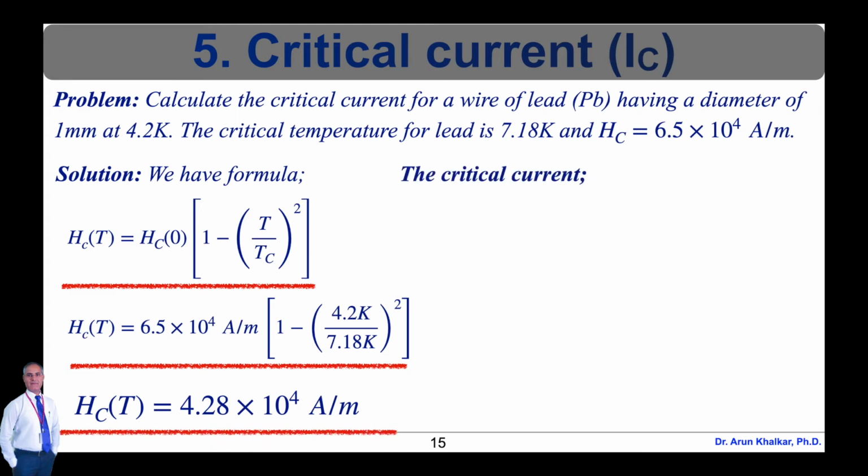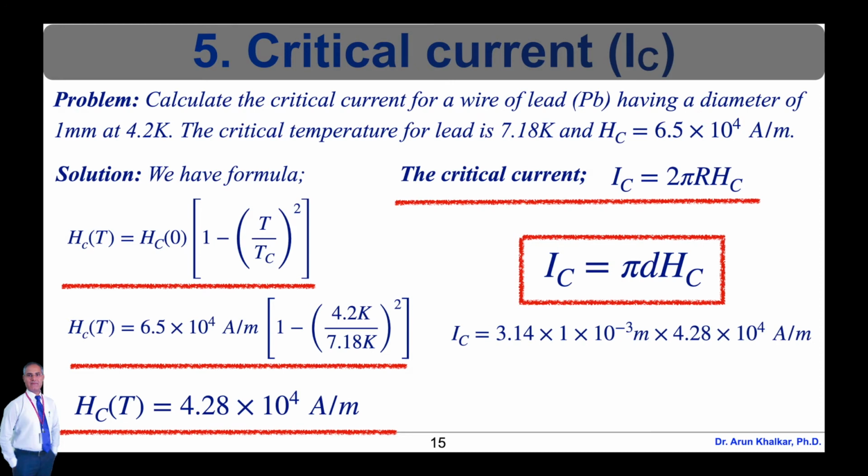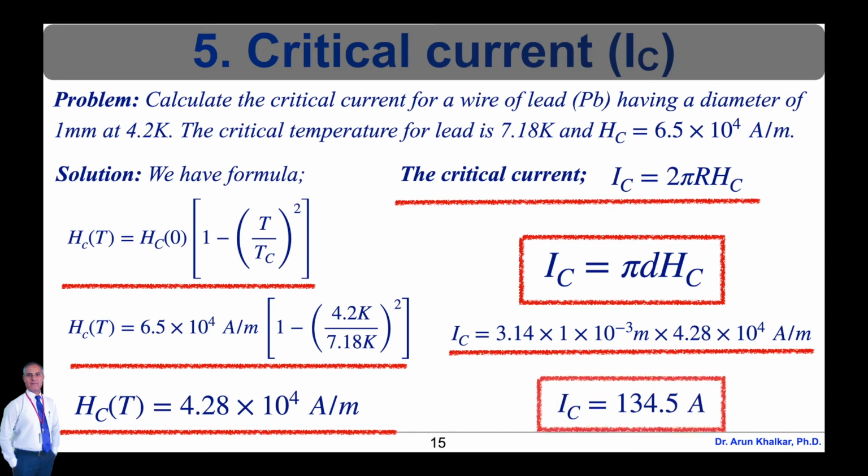Now let's find out the critical current with the formula Ic is equal to 2 pi R Hc. Therefore, we can write Ic is equal to pi d Hc, where d is the diameter. Therefore, Ic is equal to 3.14 into 1 into 10 raised to minus 3 meter into 4.28 into 10 raised to 4 ampere per meter. Simply by solving this, we get Ic is equal to 134.5 ampere. This is the value of critical current.